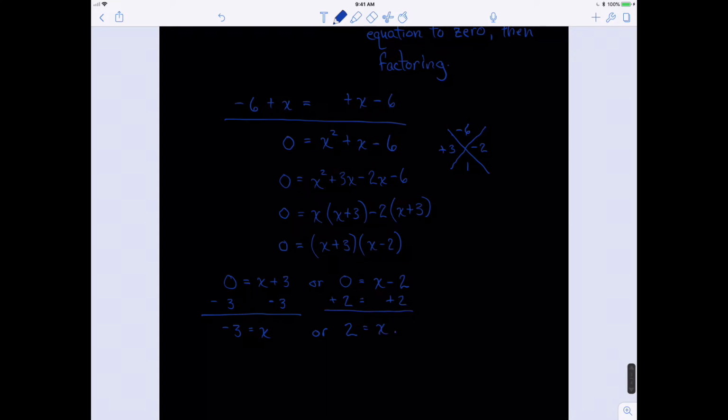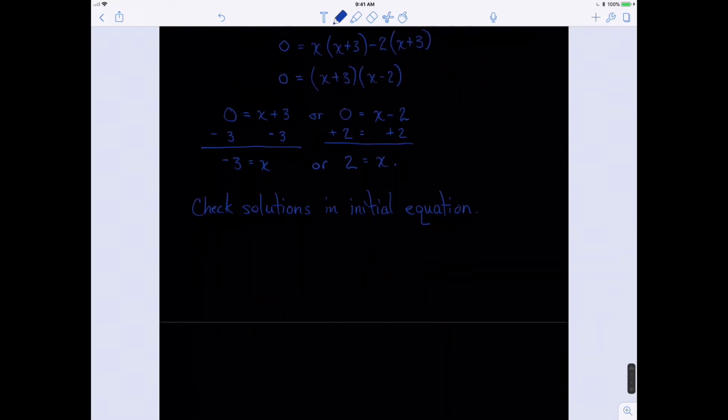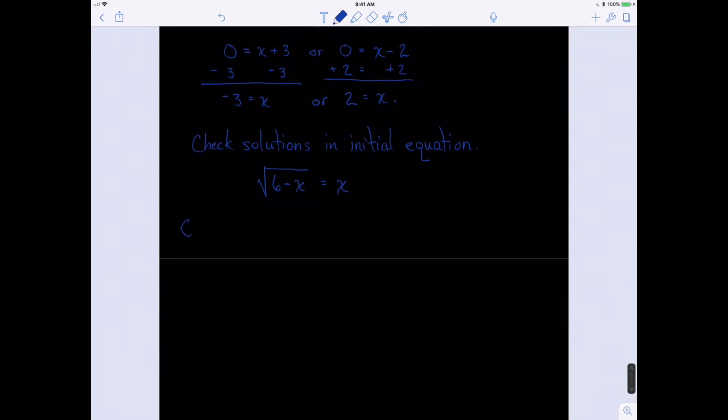Now, like we said above, you always want to check your solutions. And let's remember, check solutions always in the original equation. Okay, so here we go. I'm going to just rewrite the equation so we can see it. It was the square root of 6 minus x equals x. All right, so let's try the first one. We'll check x is negative 3.